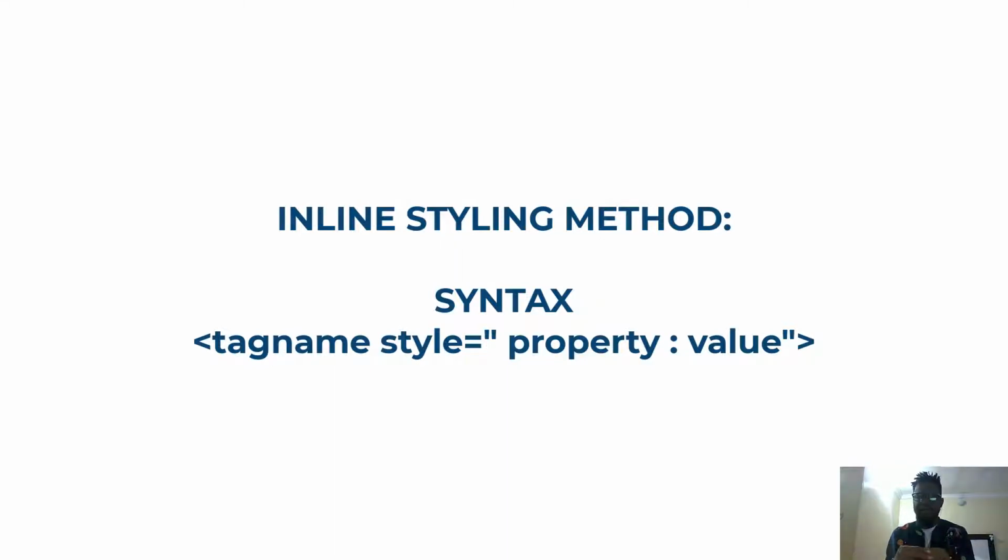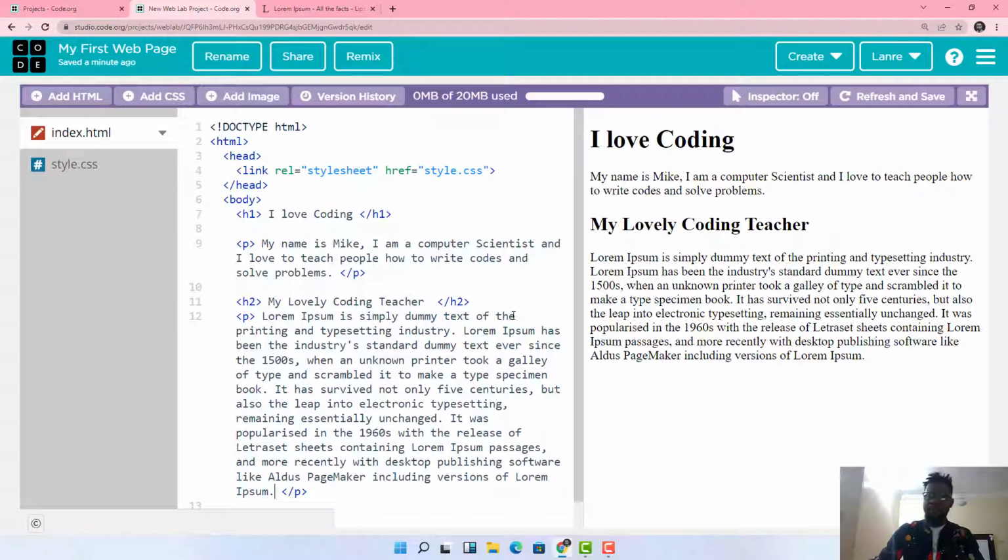I'm going to repeat that again. You start with the opening tag, that is the less than sign, and then the tag name, and then you put a space, and then you type style equals, and then the quotation marks, and inside the quotation marks you put the property and the value, as shown on the screen right now. Please, that is the syntax, the formula for your inline style method. Now let's come back to WebLab and let me show you how to declare that right now.